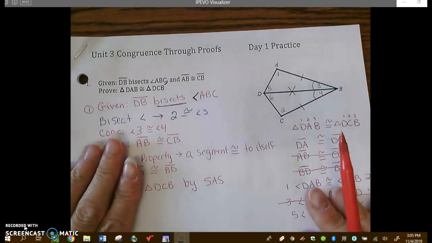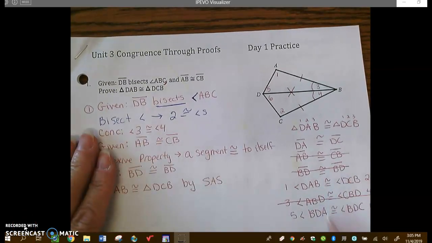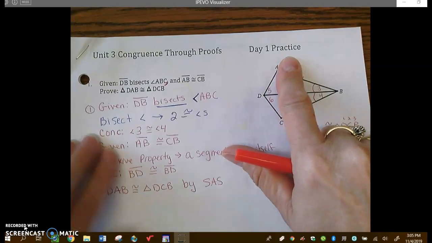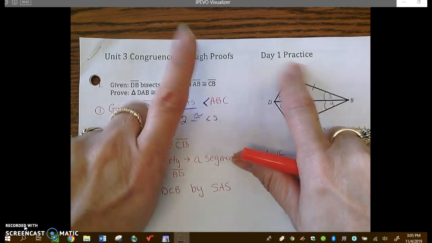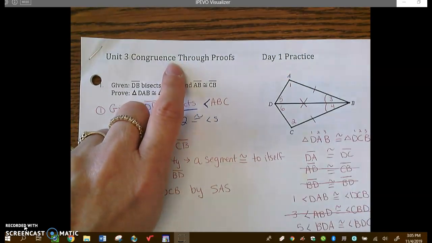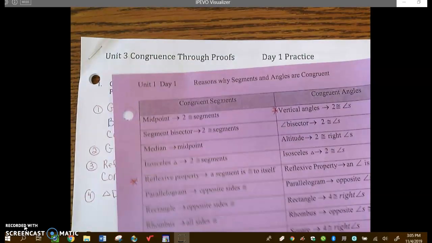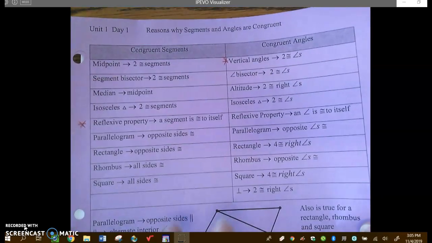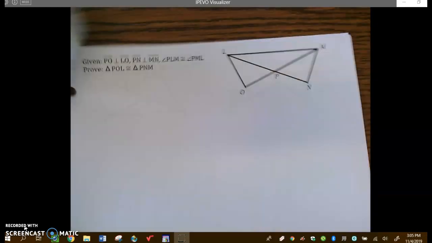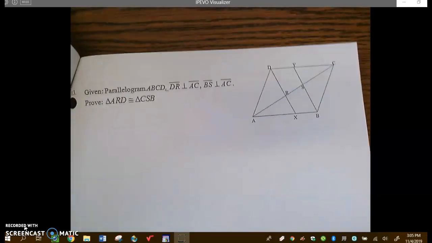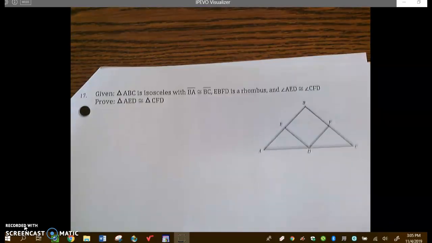Everyone, all right, so for this part of the class, I need you to take out your day 1 practice. It's the paper that says Unit 3 Congruence with Proofs. We started it last class. And again, you need your purple sheet, the single-sided one with the nice chart on it. All right, so what I'm going to do is I am going to do problem 17 with you. So flip to the very back of the packet. I'm going to do number 17.